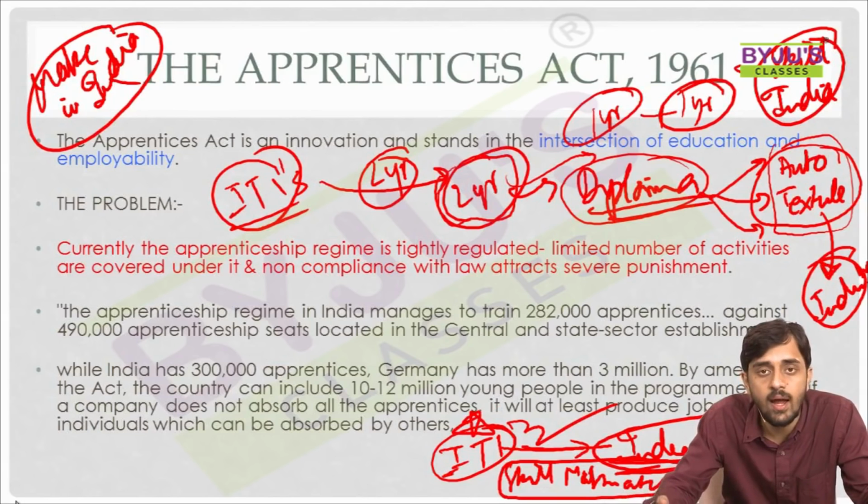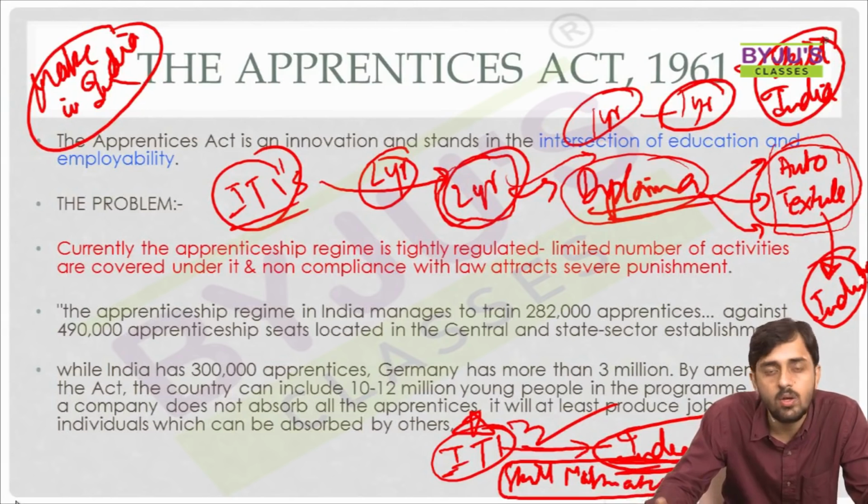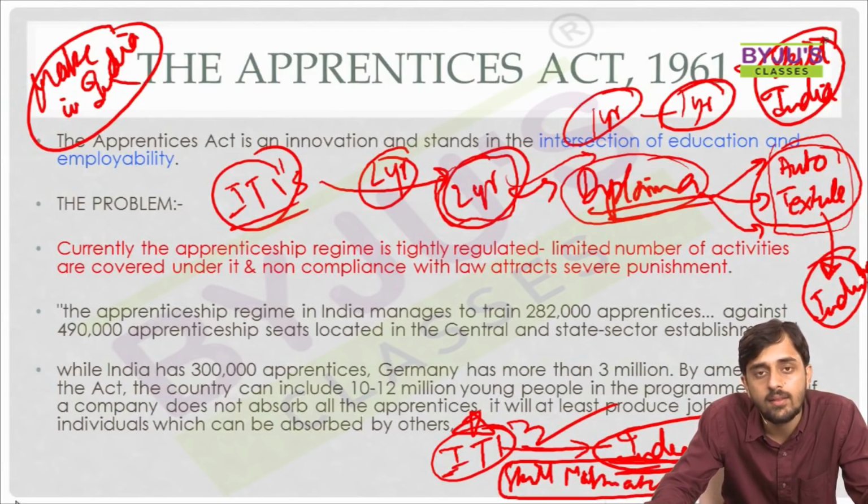So what is the problem with the act as of now? The problem with the act as of now is that only a few categories of industries are allowed to hire apprentices. Now what this results in is that a large number of industries which need a particular skill set are not able to obtain them from the market, and at the same point of time the diploma holders being produced by these ITIs are not employable.